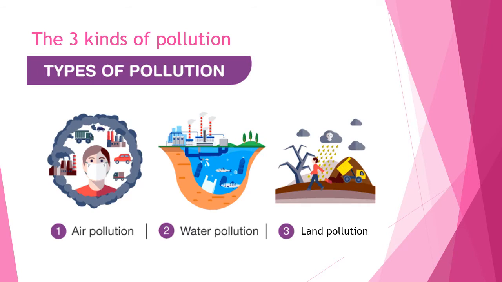So, the three kinds of pollution. So, pollution ani ada tiga jenis. Ada air pollution, so pollution di udara, water pollution, pollution in the water, and land pollution, pollution di tanah, darat, darat.